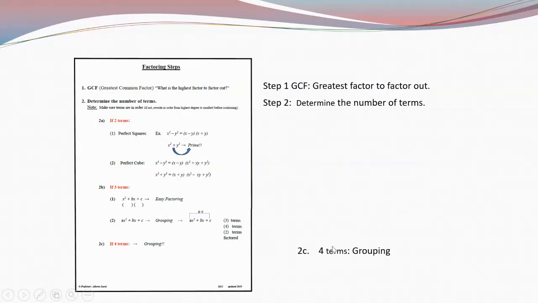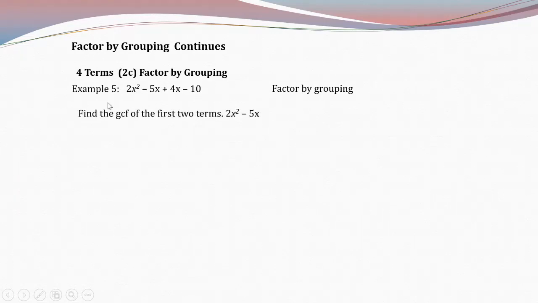So determine the number of terms, right? So now, we're going to do the 4 terms first by grouping, and then we'll go in order after that. So this is the way I do it by grouping, guys. Okay, this is my method. Okay, you're going to find the GCF of the first 2 terms between 2x squared minus 5x, right? They don't have any number in common, no coefficient, but they have an x, so it's going to be x.